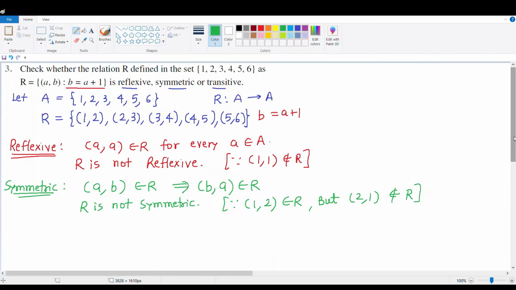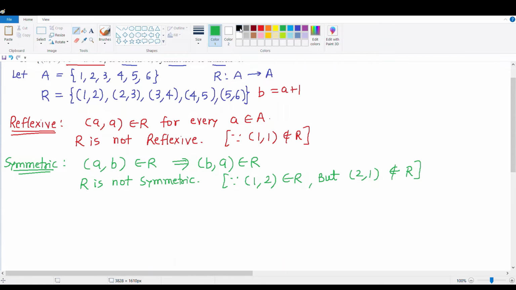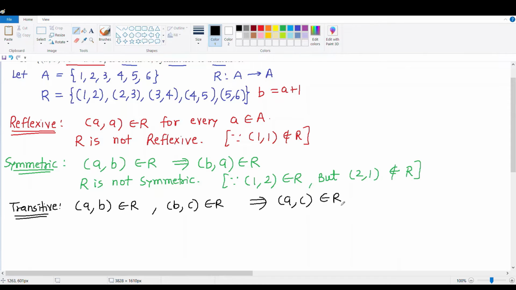Okay, now we are going to check for transitive. Now the definition of transitive says what? That if you have (a, b) belongs to R and you have (b, c) belongs to R, that means you must have (a, c) belongs to R. Okay. Now we need to see (1, 2). It is in R. (2, 3). It is in R.